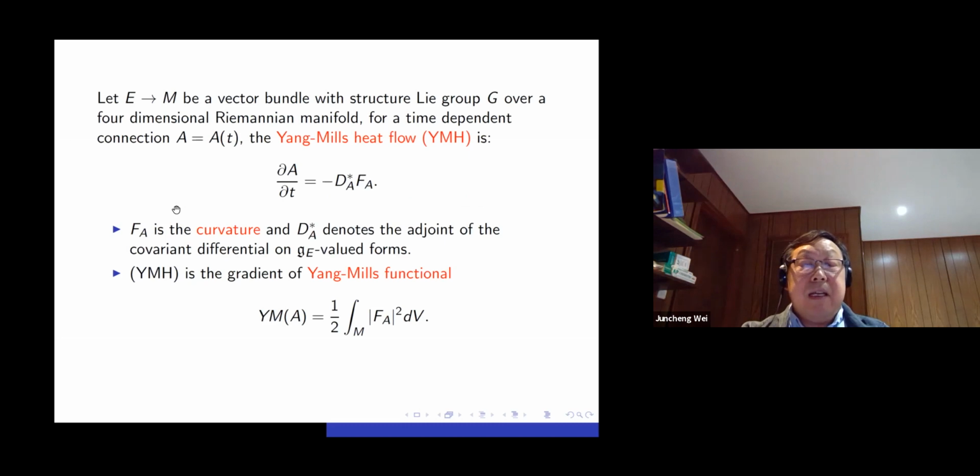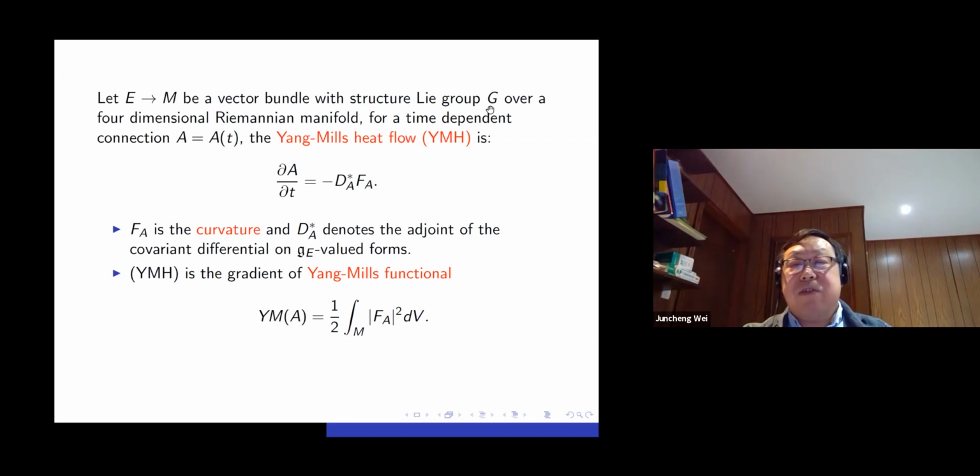So what is Yang-Mills? Okay, so let's consider E to M a vector bundle with a structure Lie group, and the Yang-Mills is a curvature equation. You consider F_A the curvature, and D_A^* is the co-differential. So Yang-Mills flow is the gradient flow of the Yang-Mills functional.